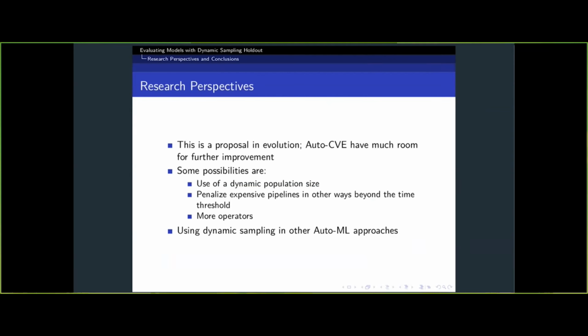To improve the performance, we can think about the addition of other operators and using meta-learning in the initialization procedure of the populations. For the dynamic sampling holdout, given its good results, we can think about applying it to other AutoML approaches such as the TPOT, given its potential to reduce computational time.